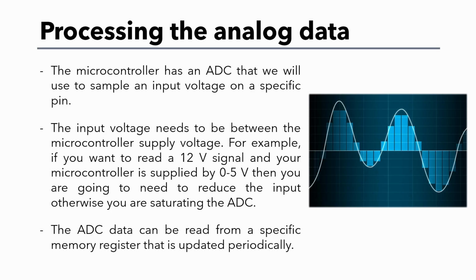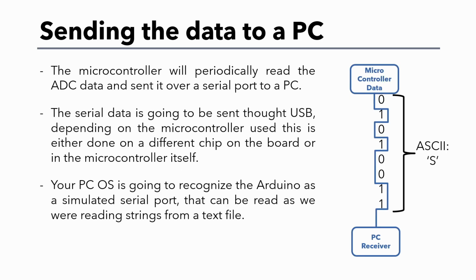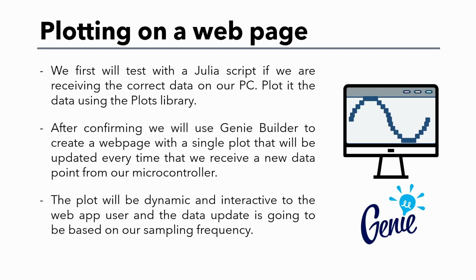The data is periodically stored in a memory register that we will read and then send that data to the PC. So the microcontroller will read the ADC data and send it to the serial port on the PC. The serial port connection is either simulated on a different chip on the Arduino board, or it can also be done in software. The operating system on your PC will recognize that it's connected to the Arduino board through a simulated serial port and will be able to read the data in a similar fashion as it would read a text file, by reading lines of strings.